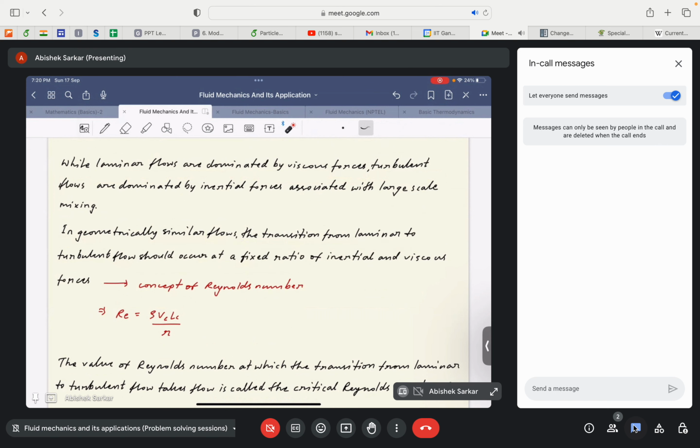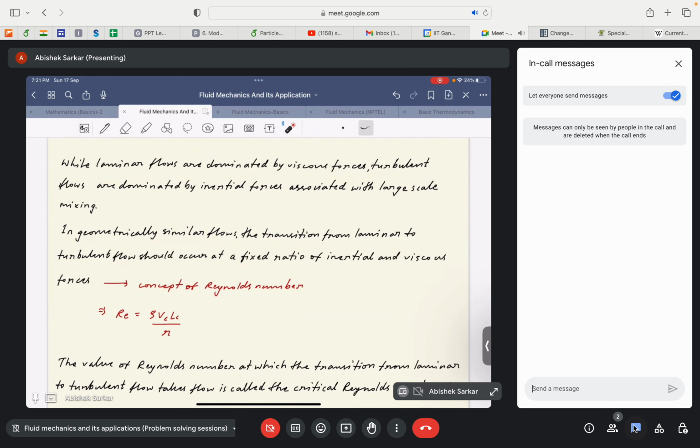As it is mentioned here, in laminar flows it is the viscous force that balances the pressure gradient term. The pressure gradient that drives the flow is being balanced by the viscous forces. So at least in the case of laminar flow, these are primarily viscous forces dominated flows.